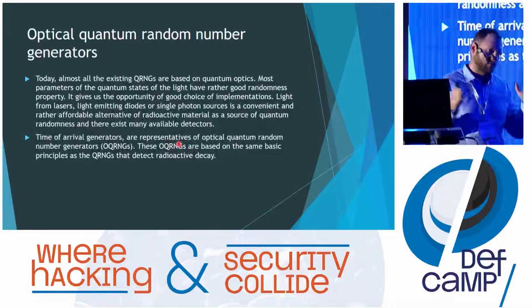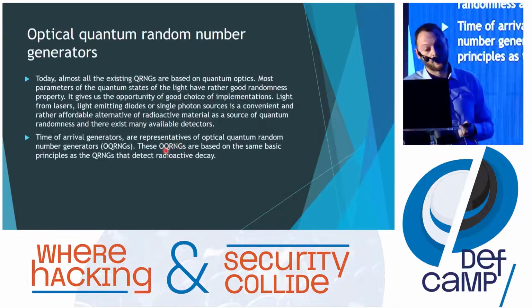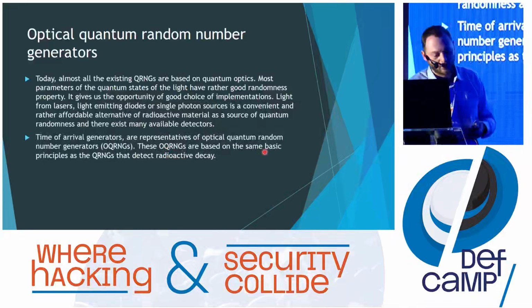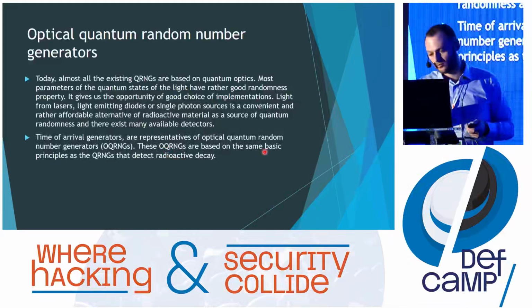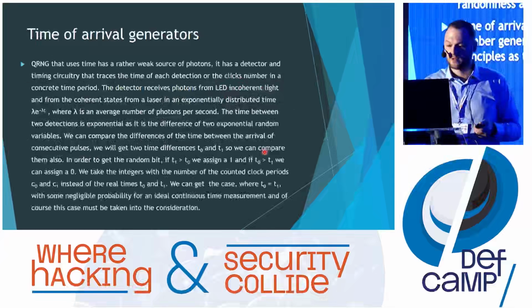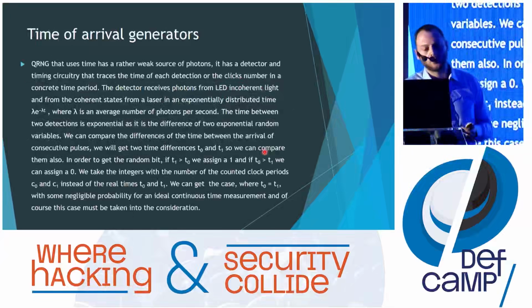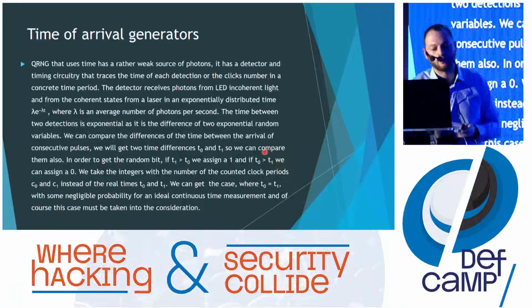Today we will use time of arrival generators, and they are representatives of optical quantum random number generators. And why do we talk a lot about radioactive decay? Because their principles are very similar to the OQRNGs that use radioactive decay. How do they work? They have a rather weak source of photons, and they have a detector and a timing circuitry that records the time of each detection.